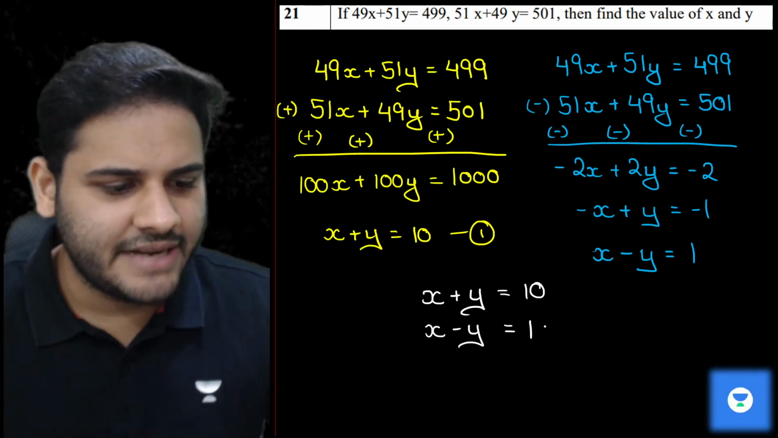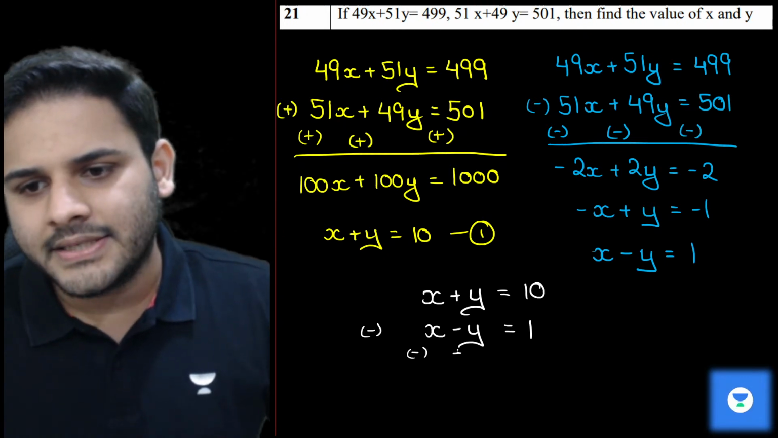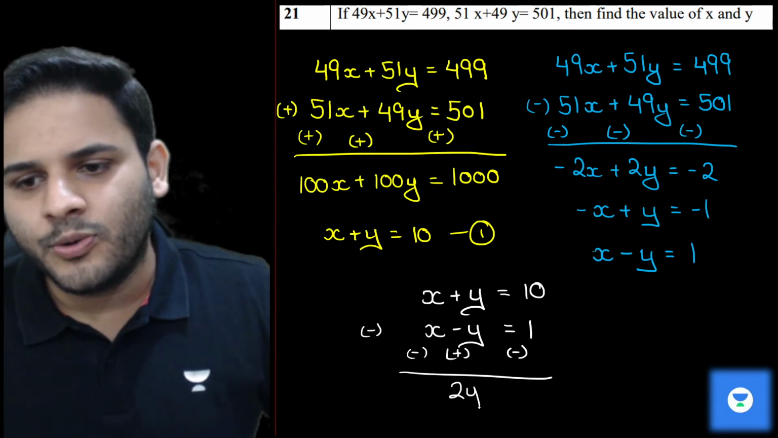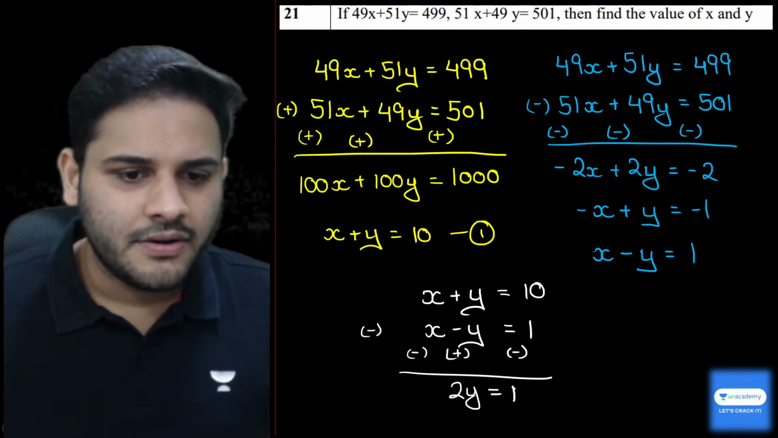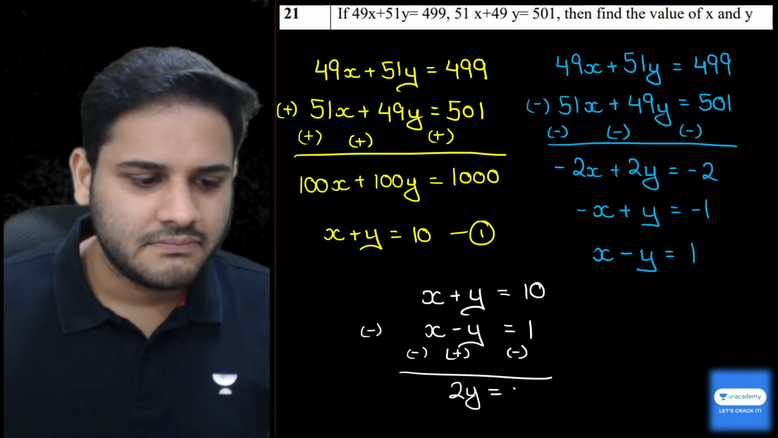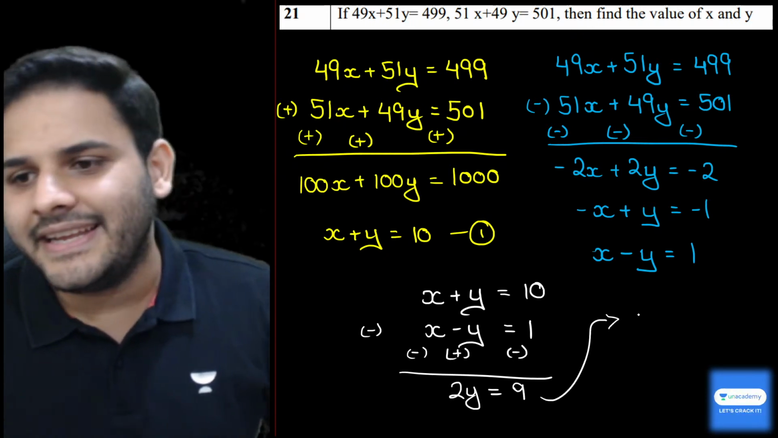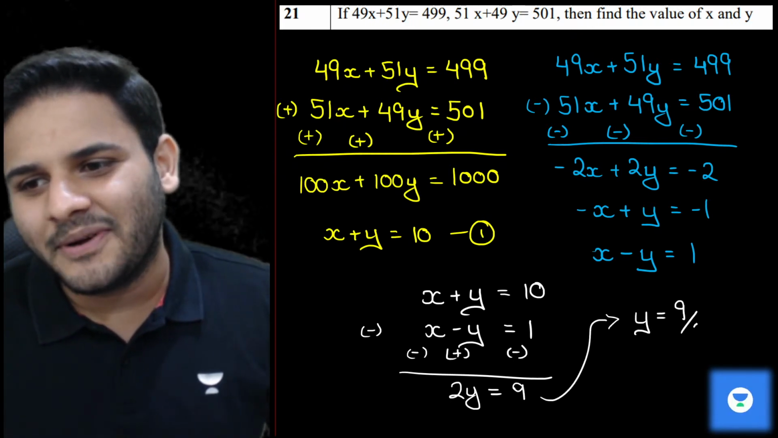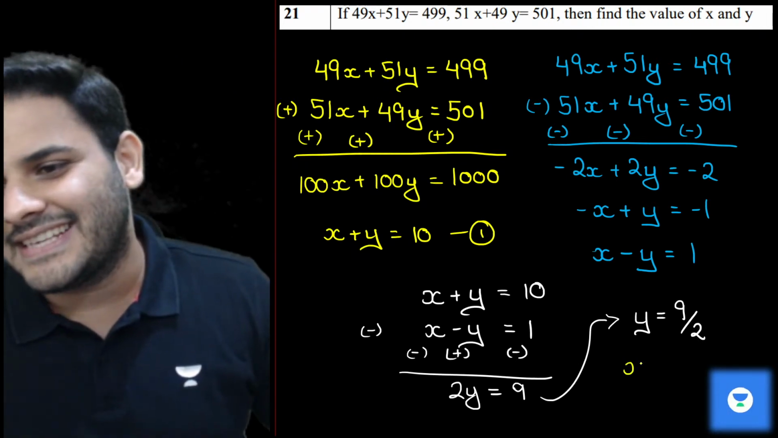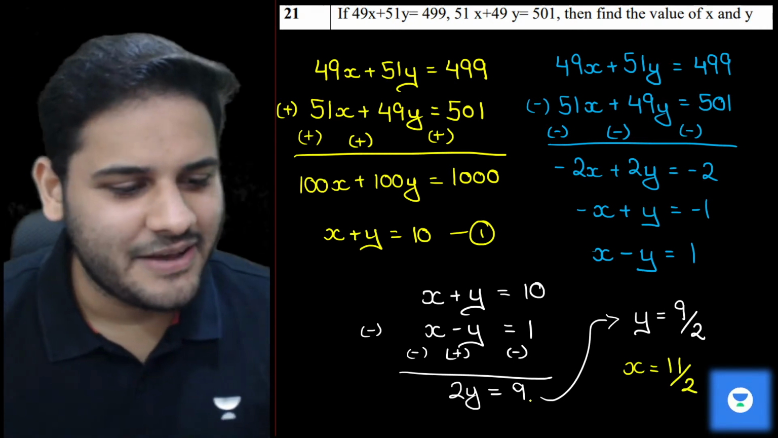X is equal to 6 and y is equal to 4. No. Minus plus minus. So you will get 2y is equal to... Vishal, you lost 2 marks here. So we don't have to hurry. Y is equal to 9 by 2. If y is equal to 9 by 2, then x will be equal to 11 by 2. I hope everyone is very clear.